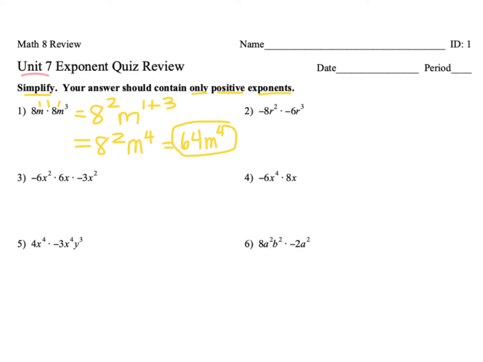Now for number 2, our coefficients, our numbers are not the same, but we do have the letter r's and they do have exponents. So I'm going to handle my coefficients first. So I just do regular math with that. A negative 8 times a negative 6, a negative times a negative is a positive, and 8 times 6 is 48. And then I'm going to go ahead and handle my r's. When the bases are the same and we're multiplying, we keep the base and we add the exponents. So this would be r to the 5th.